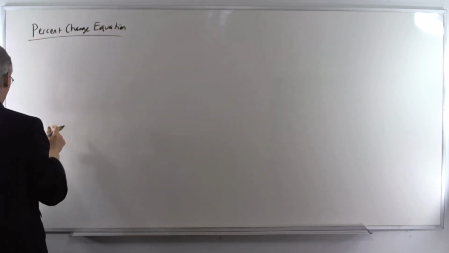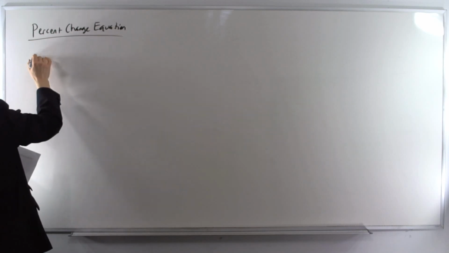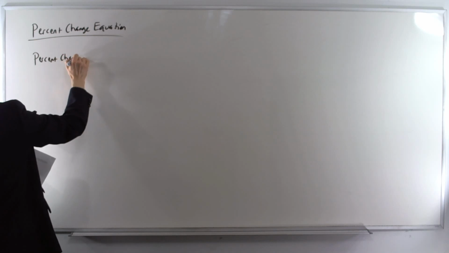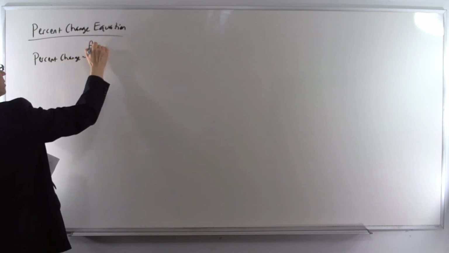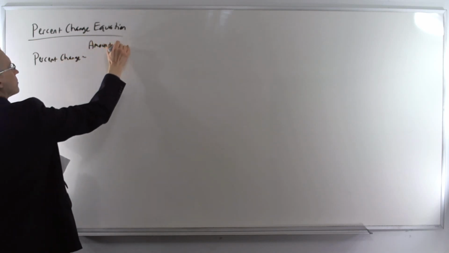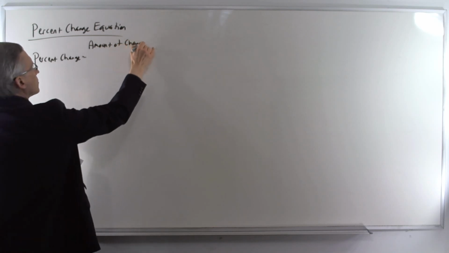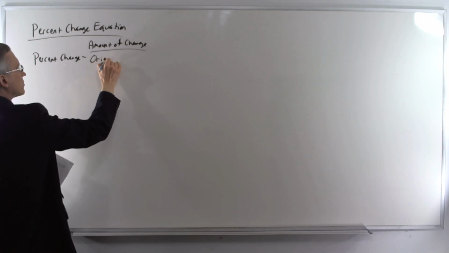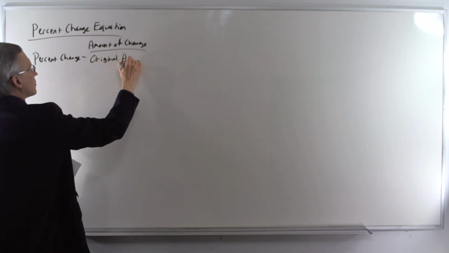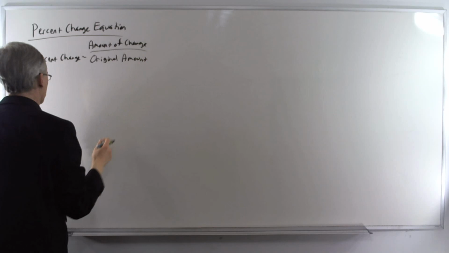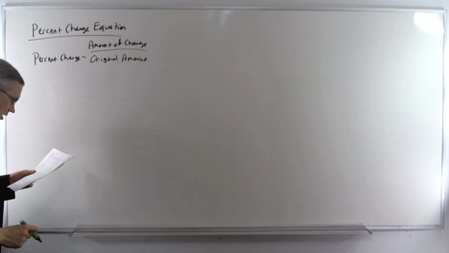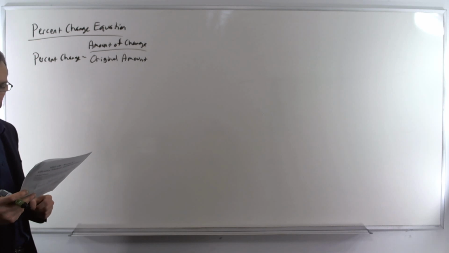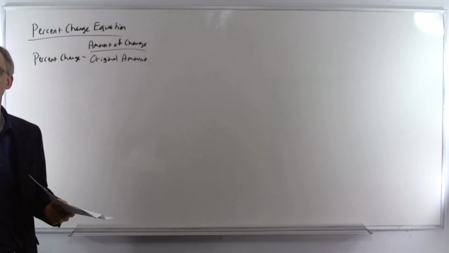So the percent change equation is: percent change is the amount of change divided by the original amount. All right, the number of customers at a bank increased from 3422 to 3856. What is the percent increase?